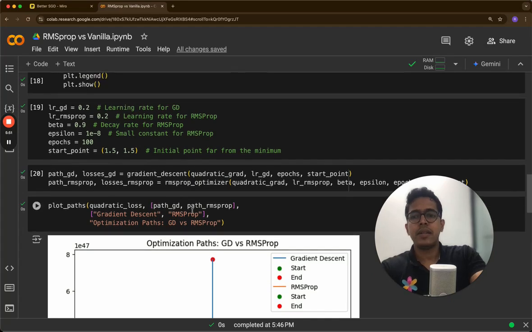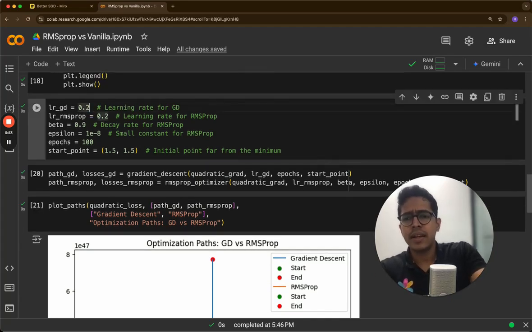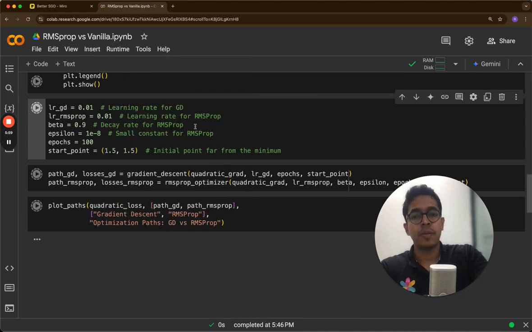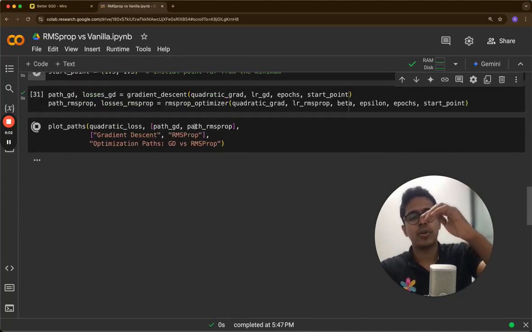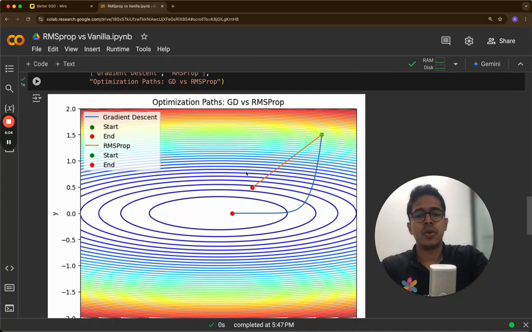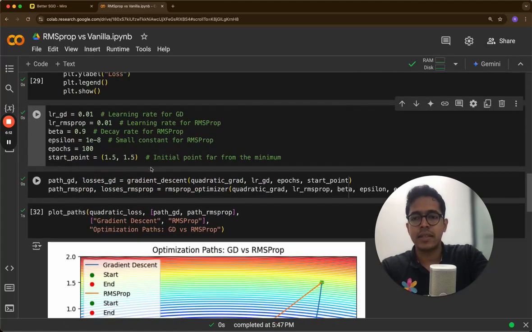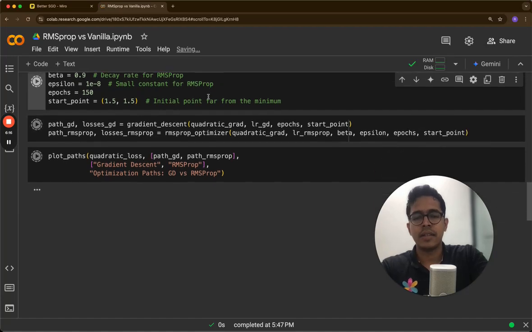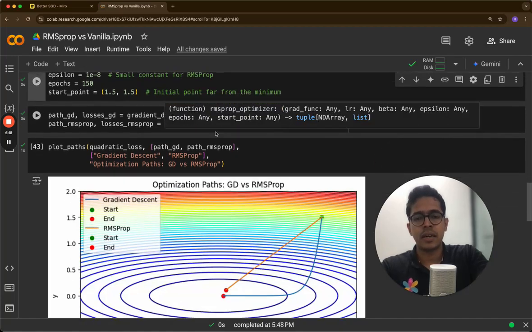And what happens if the learning rate is small, 0.01? In this case, of course, the vanilla gradient descent is going to be very smooth, because it will directly go to the optimum. So the vanilla gradient descent is getting closer and closer to the optimum. RMSprop is directly going there. So let's do one thing. Let's increase the number of epochs to 150. Again run, so that we can see that in both cases there is convergence.